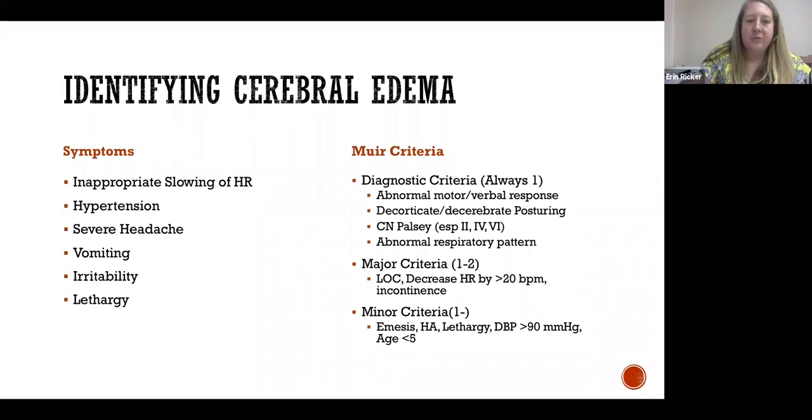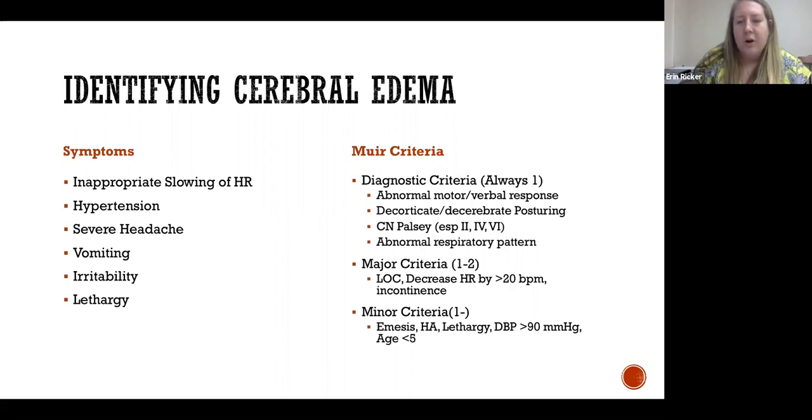How do we identify cerebral edema? So again, you'll have that starting of Cushing's triad, where you might have some inappropriate slowing of heart rate, hypertension, severe headaches, vomiting, irritability, and lethargy. In the Muir study, he came up with these criteria, which are 92% sensitive for predicting. So you might treat a couple extra patients with it, but better to not miss.